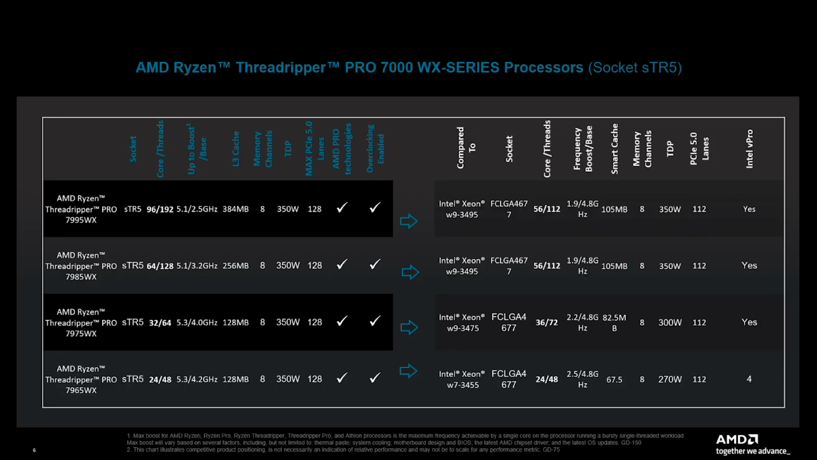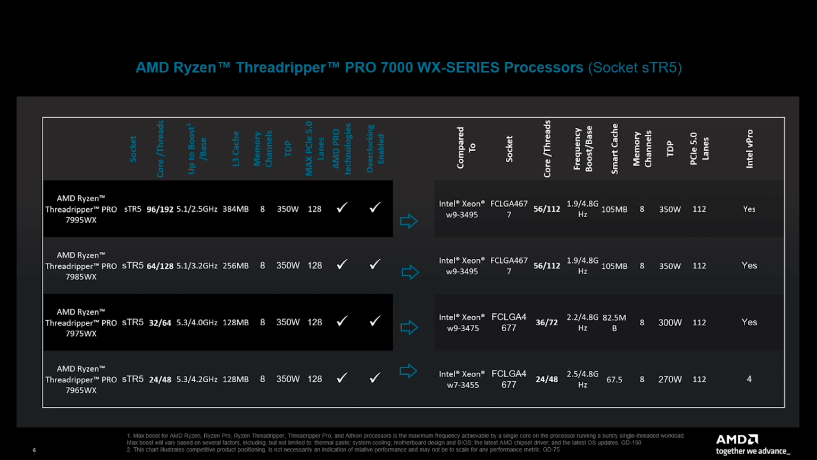Now, of course, we need to talk about how we are positioning our product versus the competition. What you can see on the right side is all the Xeon processors, from the right side bottom corner, Intel Xeon W3-2455 all the way up to 3495. It shows what socket it is on, the number of cores and threads, the base and boost frequency, what smart cache it comes with, the memory channels, what TDP it runs on, the PCIe lanes, and whether it has Intel vPro or not. Like Intel vPro, we also have AMD Pro processors as well, right?